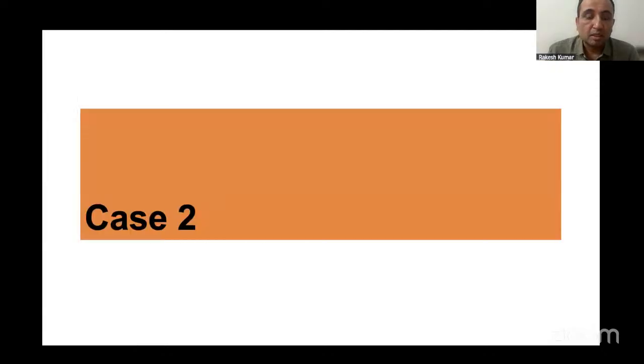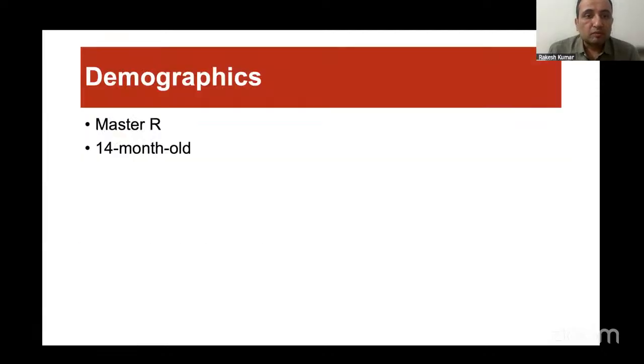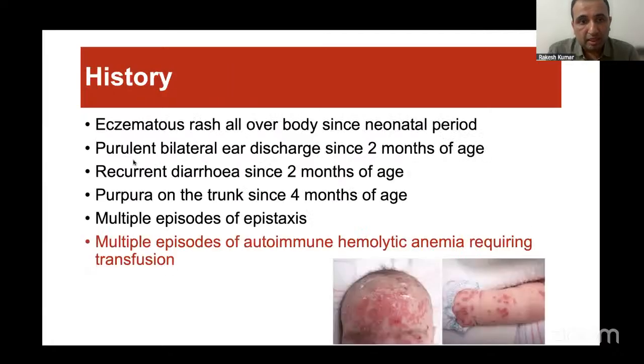Coming to case 2, this was Master R, a 14-month-old. Again, he had an eczematous rash all over the body since the neonatal period, so neonatal eczema, purulent bilateral ear discharge since 2 months of age, recurrent diarrheas and purpura on the trunk since 4 months of age, and multiple episodes of epistaxis, and also multiple episodes of autoimmune hemolytic anemia requiring transfusion. So allergy, infections, and autoimmunity are all present in this patient.